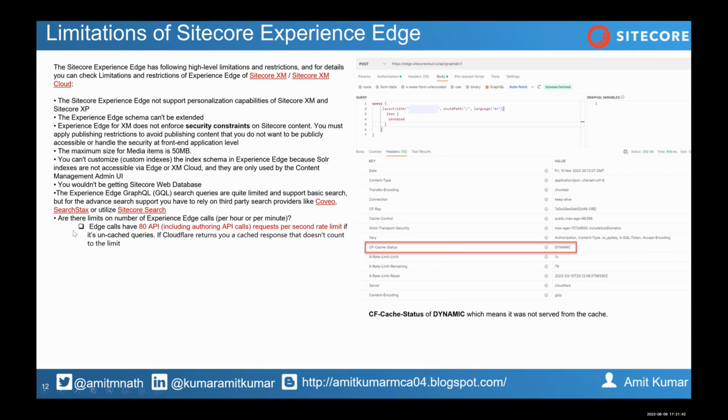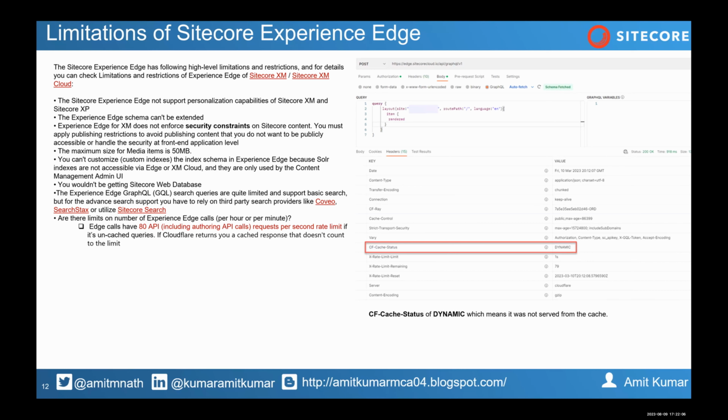And coming to the other thing, there is also a limit on the number of Experience Edge calls per hour or per minute. So an 80 API requests per second limit is there. So if you are having a site where you are sending data on the basis of different types of request parameters, right?